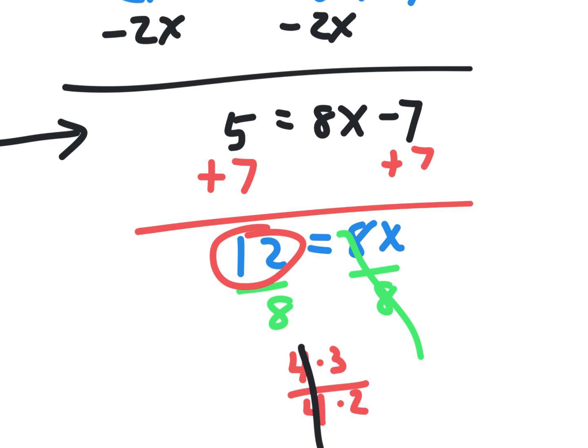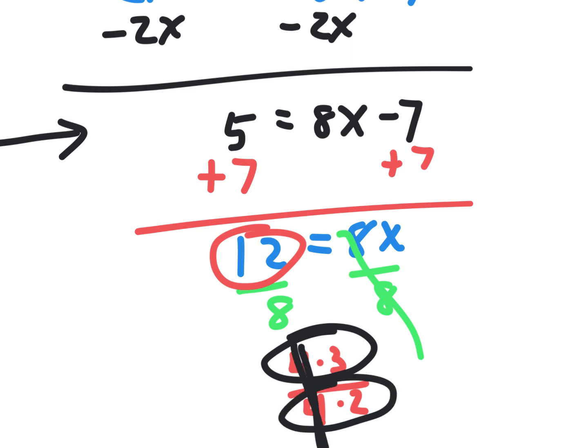You either would have to divide it on a calculator and get 1.5, or you would have had to reduce it. 12, 4 times 3 is 12. 4 times 2 is 8. Cancel the 4s, 3 over 2. So that's your final answer. X equals 3 over 2.